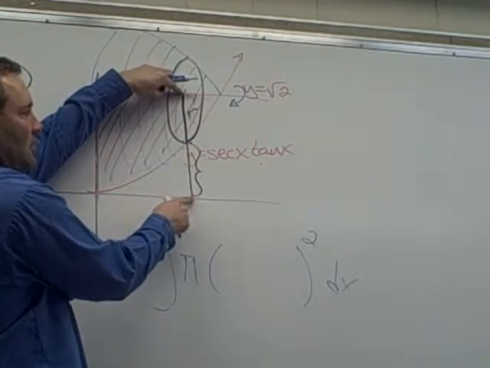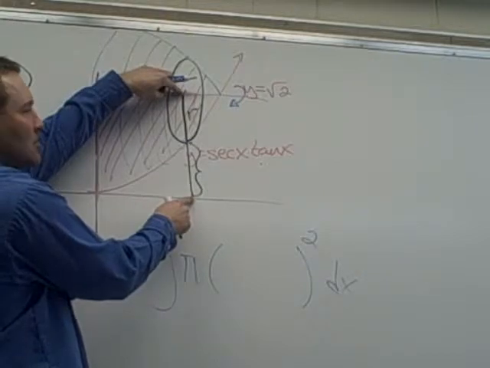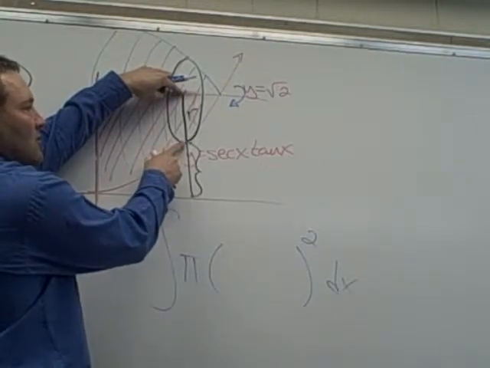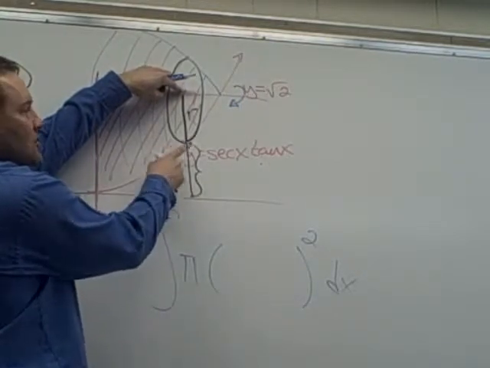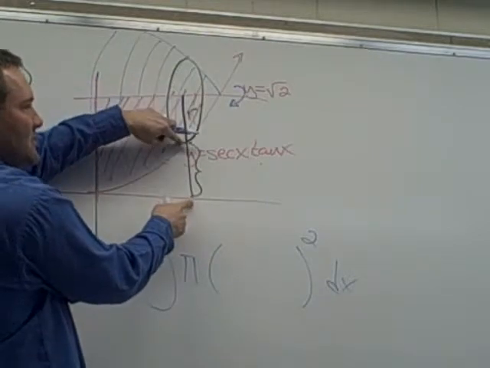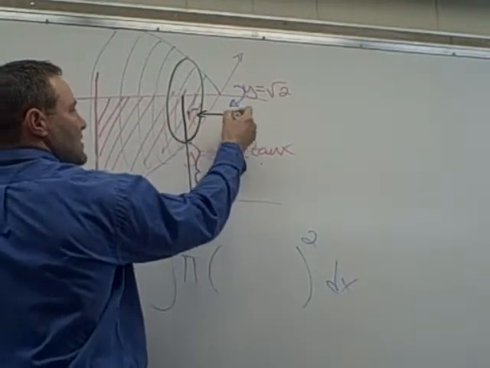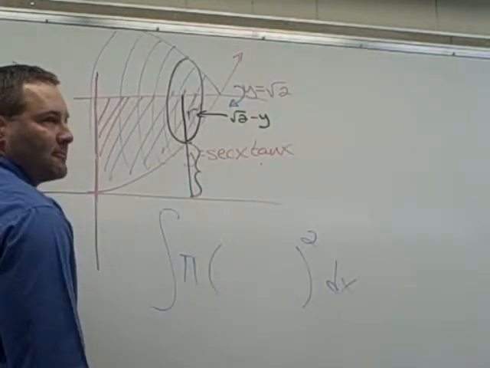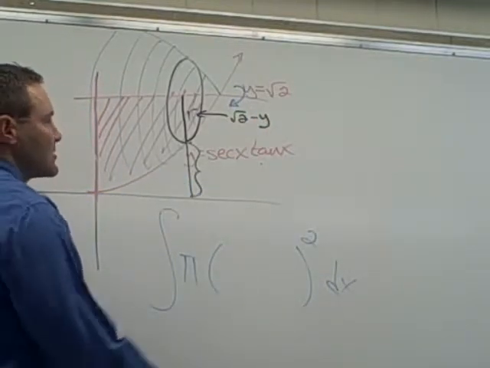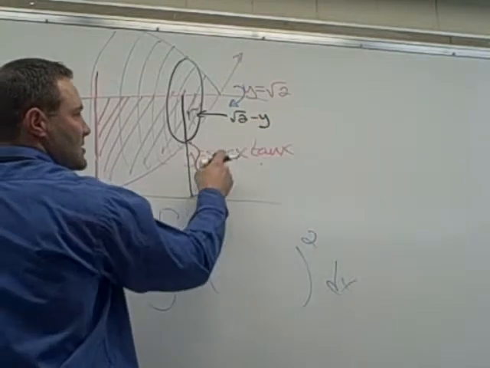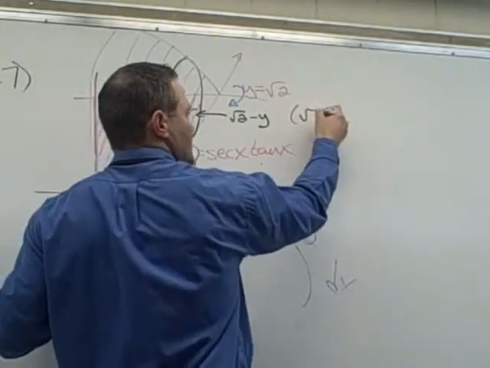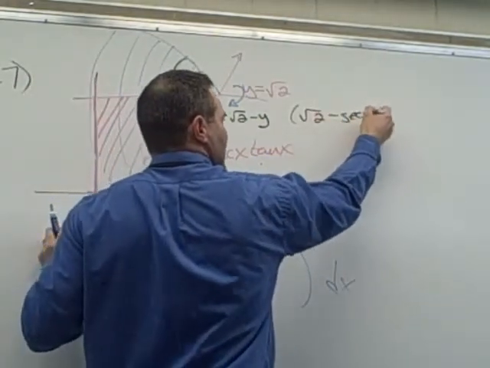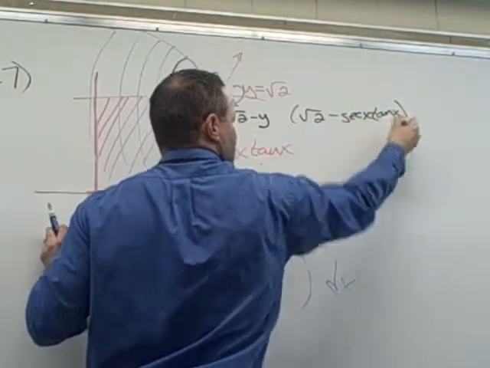Okay, so we want this much. How tall is this whole thing? Square root of 2. So this would be what Lincoln said: square root of 2 minus this much. So this is the square root of 2 minus y. What's wrong with that? It's not with respect to x. Correct. So we want y in terms of x. So it is also square root of 2 minus secant x tangent x.